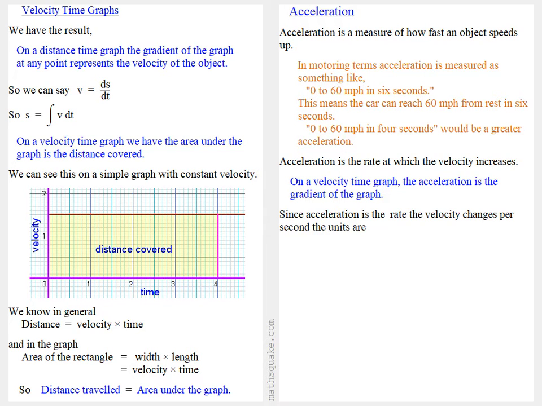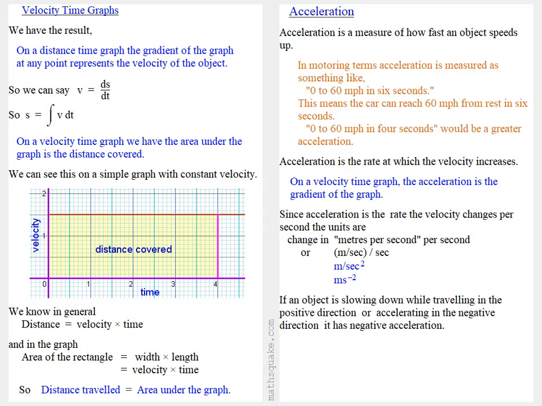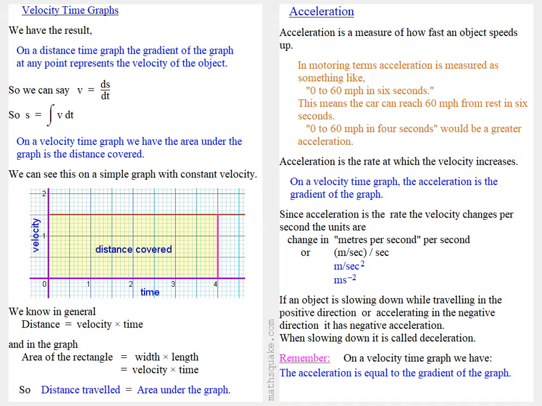Since acceleration is the rate the velocity changes per second, the units are change in metres per second per second. That is, metres divided by seconds, or metres divided by seconds squared, or ms to the minus 2. If an object is slowing down while travelling in the positive direction, or accelerating in the negative direction, it has negative acceleration. When slowing down, it's called deceleration. Remember, on a velocity time graph, the acceleration is equal to the gradient of the graph, and the distance covered is equal to the area under the graph.